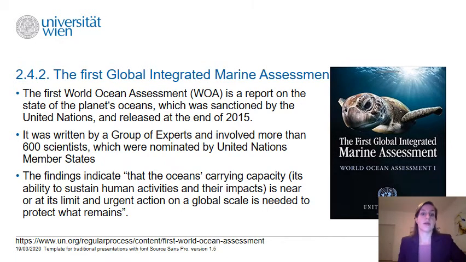The assessment was written by a group of experts and involved more than 600 scientists, which were nominated by United Nations member states. This is also a difference from the Census of Marine Life, where basically every scientist could participate. Here, nation states nominated scientists that then participated in the assessment. And the findings, and this is, I think, most relevant for you, is that the oceans' carrying capacity, so this ability to sustain human activity and its impacts, is near or at its limit, and that urgent action is needed on a global scale to protect what still remains to be protected.